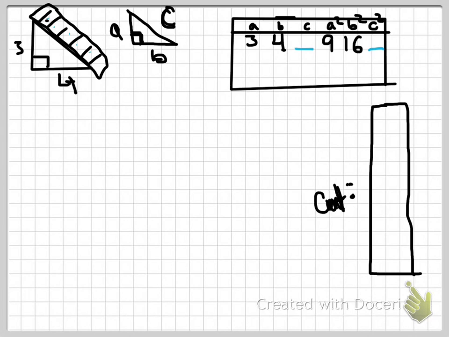Alright, you should have found that the C side was 5 units long, and C squared then is 25. 5 squared is 25.